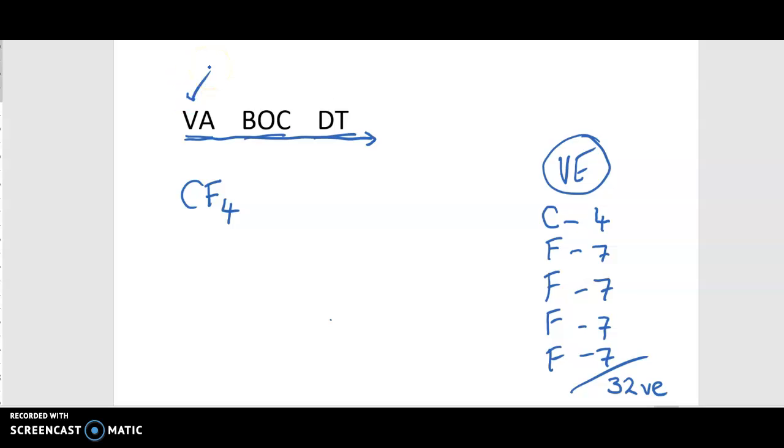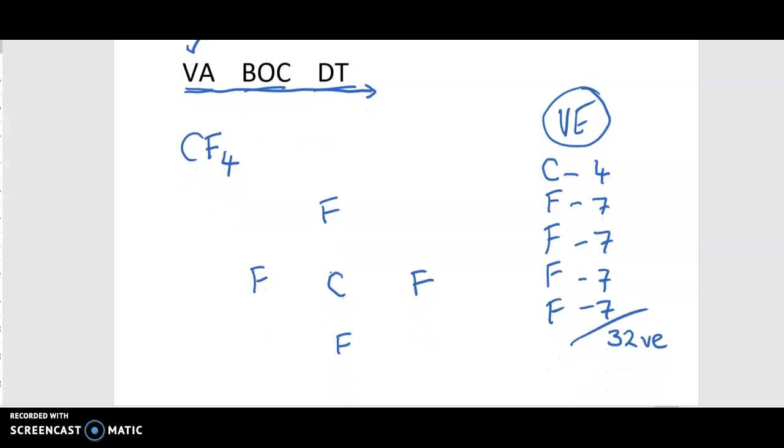The A stands for arrange. Arrange the atoms in space, and sometimes there's a bit of guesswork involved with that. But often when there's just a single atom and multiple of the other atom, it'll be the single one that sits in the middle. That's the A part, so we're arranging them in space.